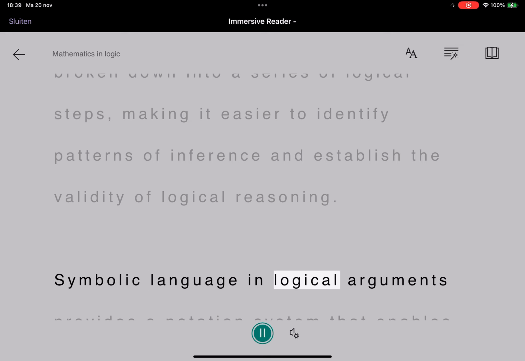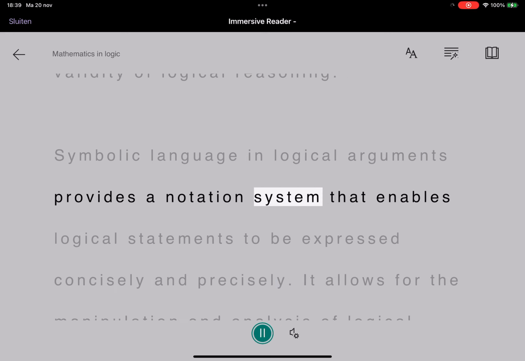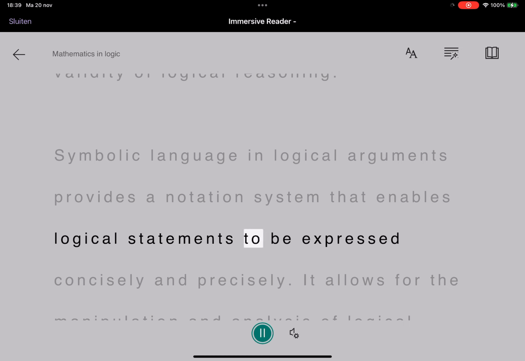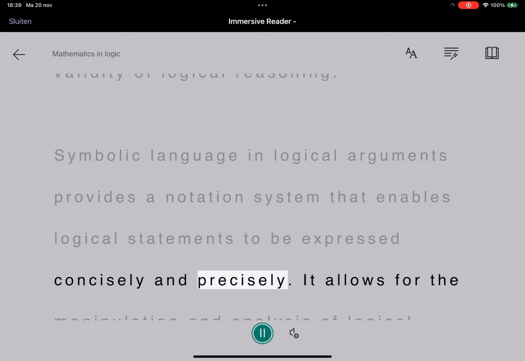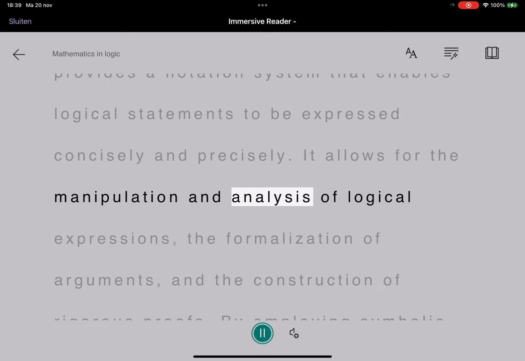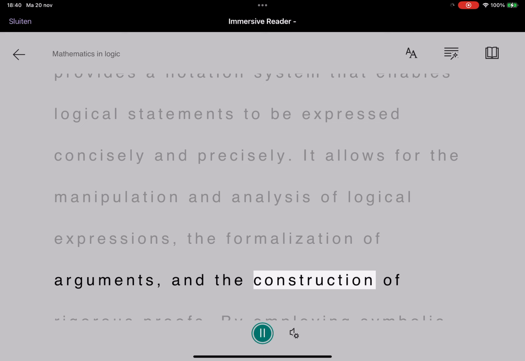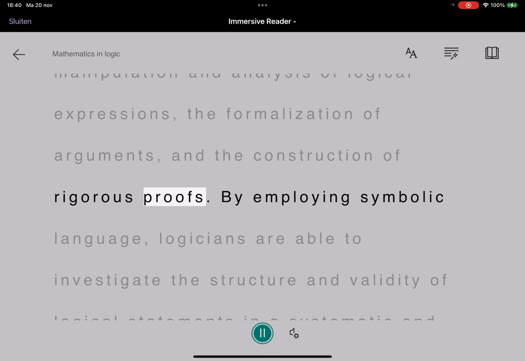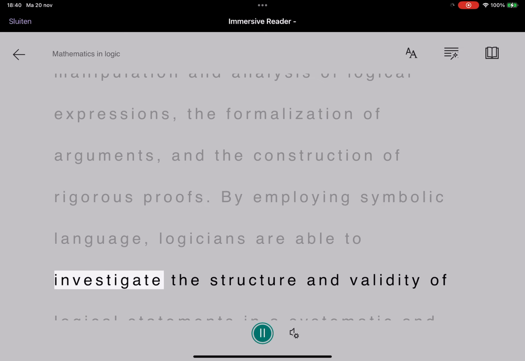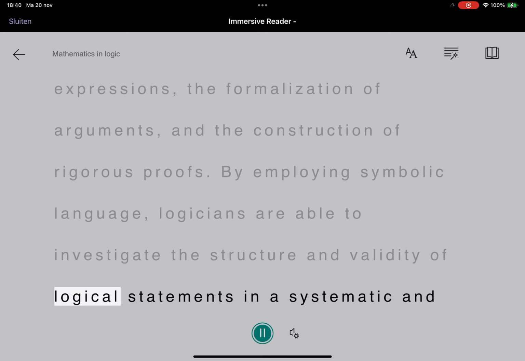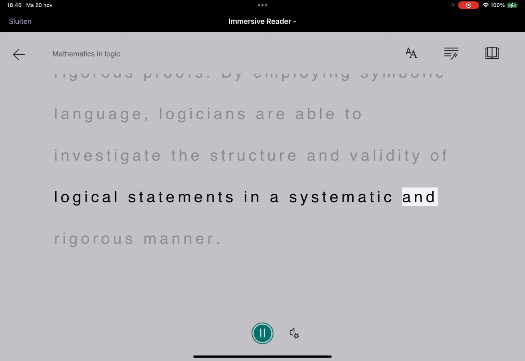Symbolic language in logical arguments provides a notation system that enables logical statements to be expressed concisely and precisely. It allows for the manipulation and analysis of logical expressions, the formalization of arguments, and the construction of rigorous proofs. By employing symbolic language, logicians are able to investigate the structure and validity of logical statements in a systematic and rigorous manner.